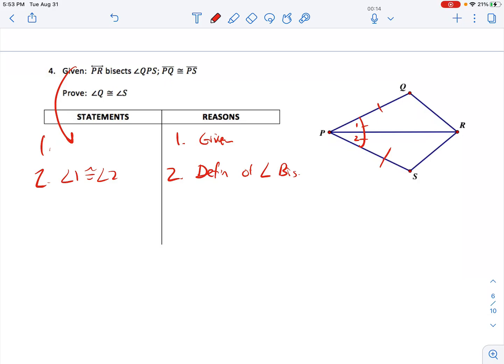Okay, so I've got the given marked, I've got the definition of angle bisector, and I just did that because we've done this before. I just want to harvest anything that's obviously going to follow straight from the given. Down here, I'm going to need Q is congruent to S.